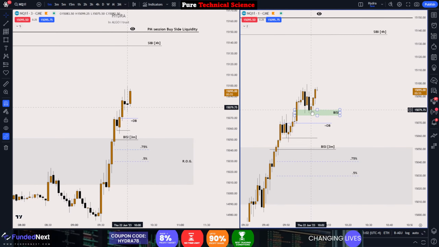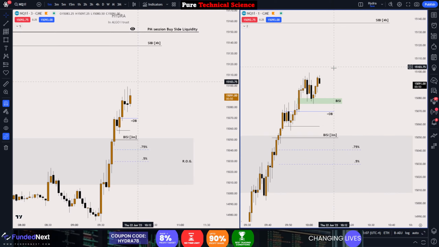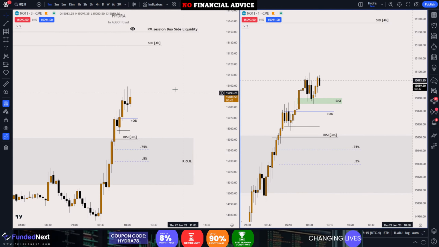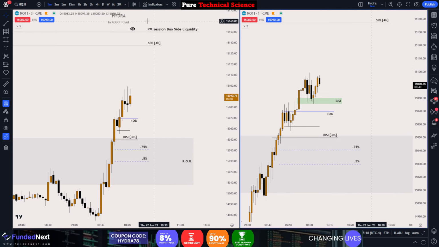So this is a BC, and I told you guys that I want to see this BC supporting price towards the buy side liquidity. If this BC was failing, it would have worked as an inversion, and it would have provided support towards the sell side liquidity. That's what we don't want to see. We want to see this PM session buy side liquidity getting taken out.